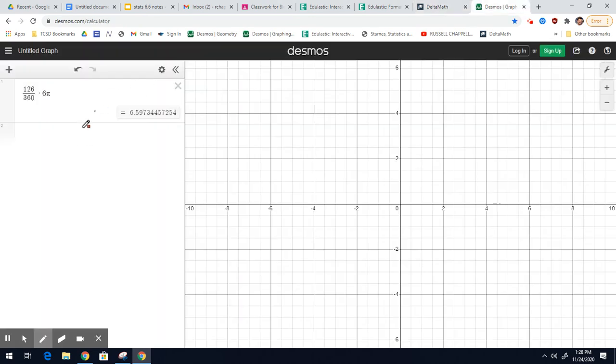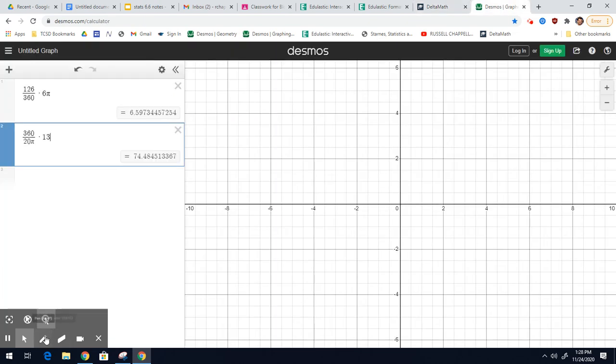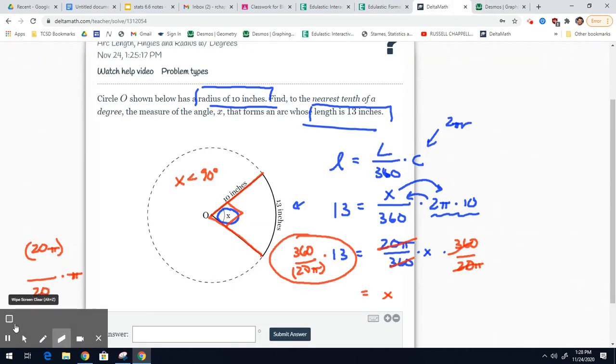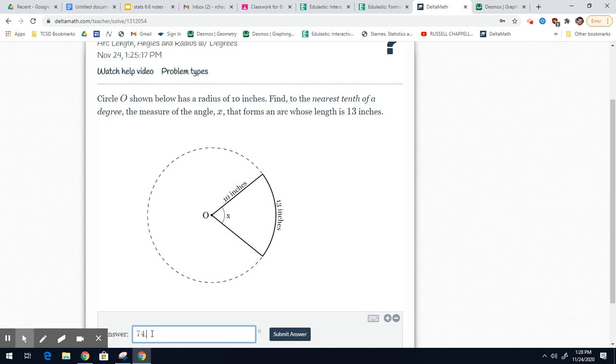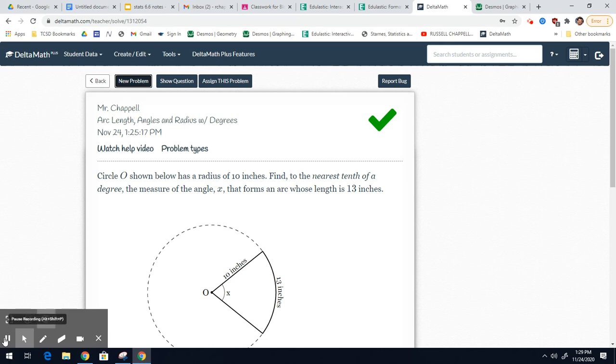So let's go do that right now. Here we're going to do 360 divided by 20 pi times 13. And look, 74.48. I believe it says round to the nearest tenth. So when you round that to the nearest tenth, the 8 makes the 4 become a 5, 74.5 degrees. And there's your angle measure, something a little bit less than 90 degrees. So again, I'm a big proponent of having an idea going into the solution to see if I'm right. 74.5. All right, let's do one more type of problem here together.